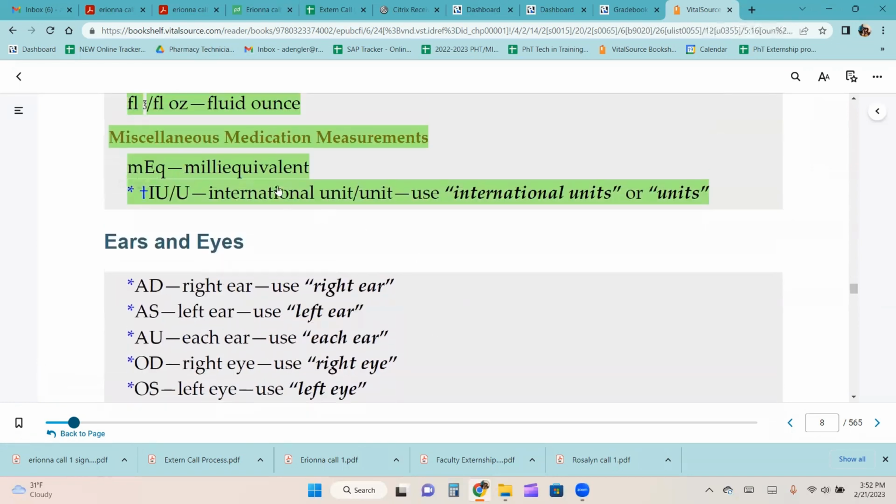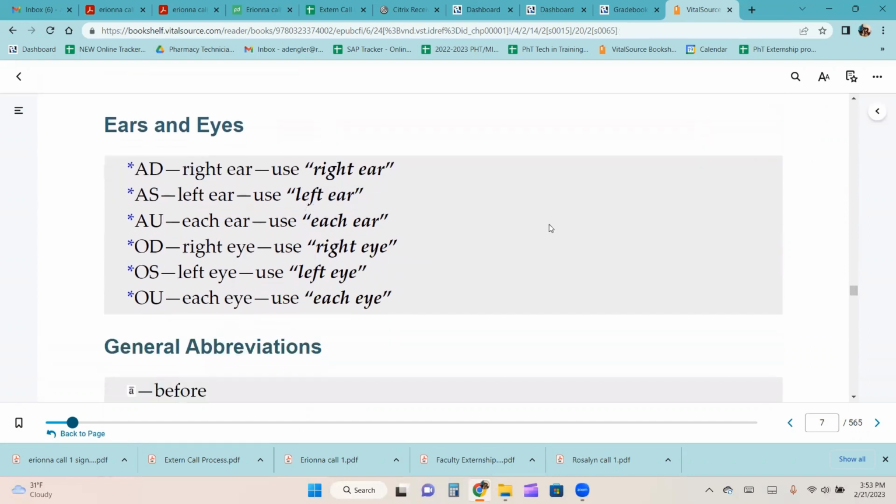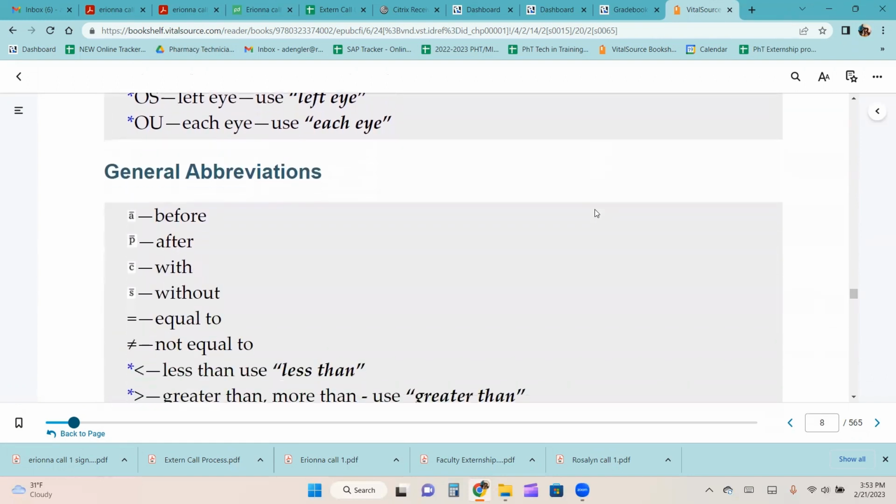For milliequivalents, we have mEq. The E is always uppercase. And then we have IU for international units. For ears and eyes, we have AD for the right ear, AS left ear, AU for each ear, OD for right eye, OS for left eye, OU for each eye.